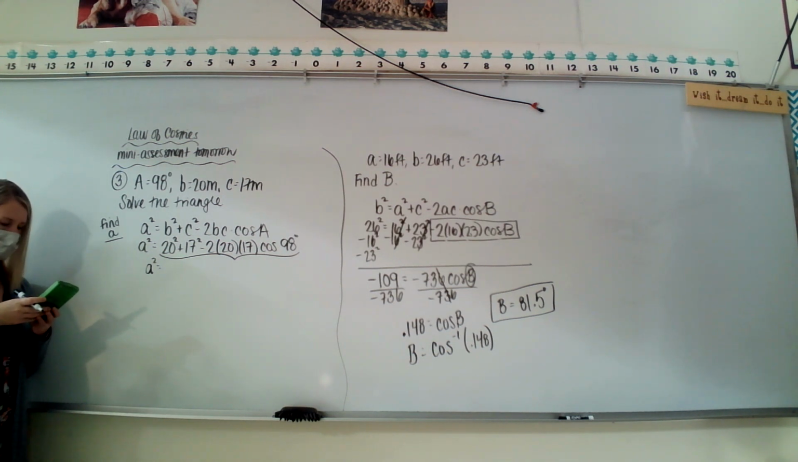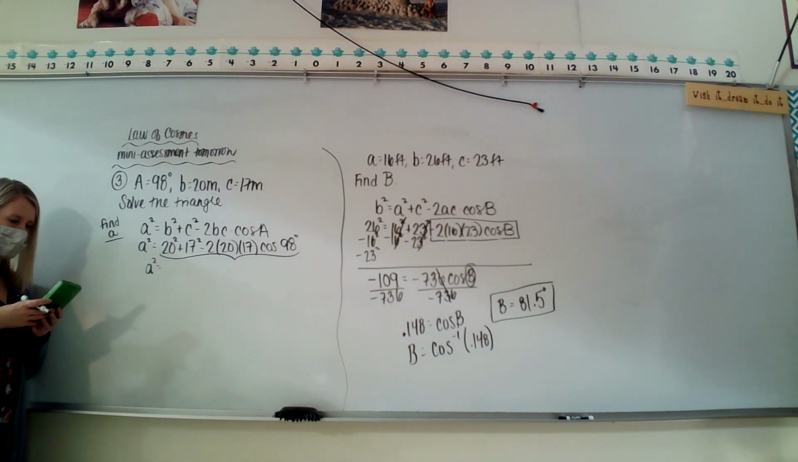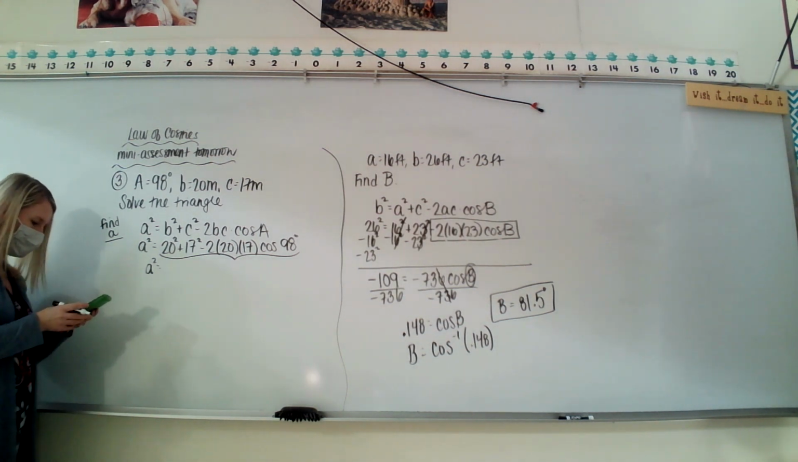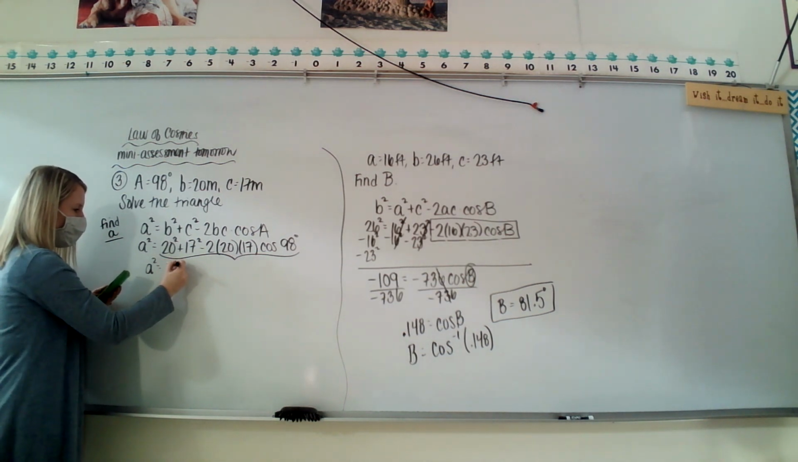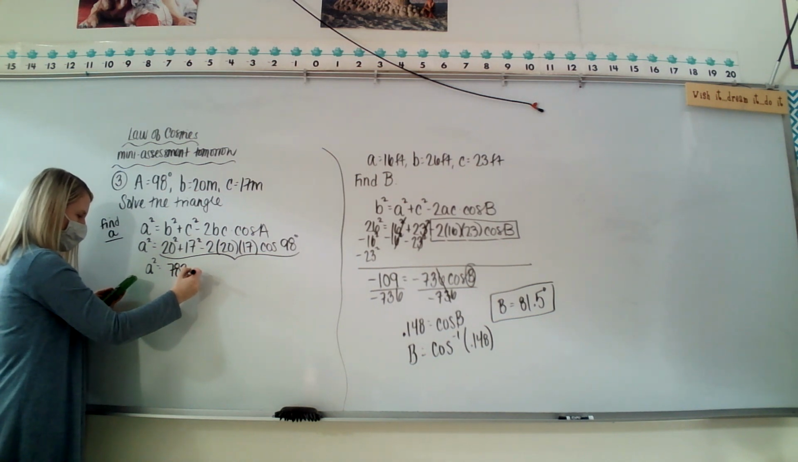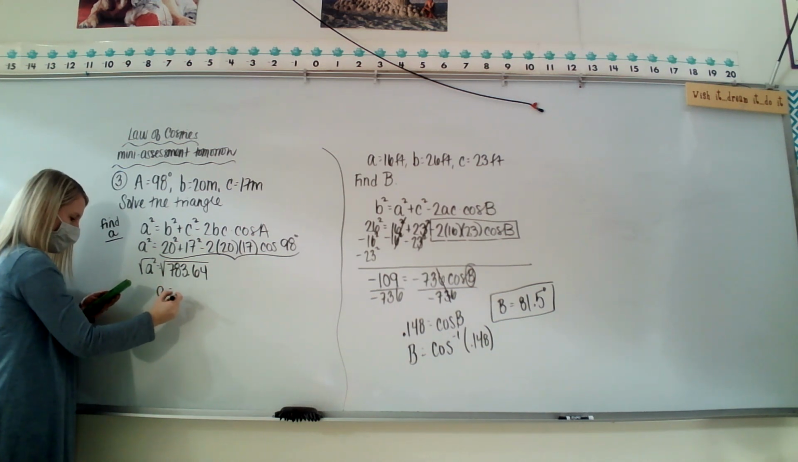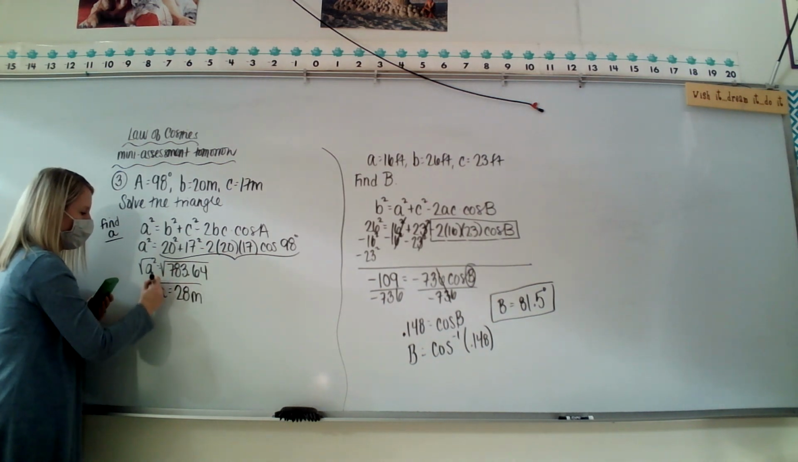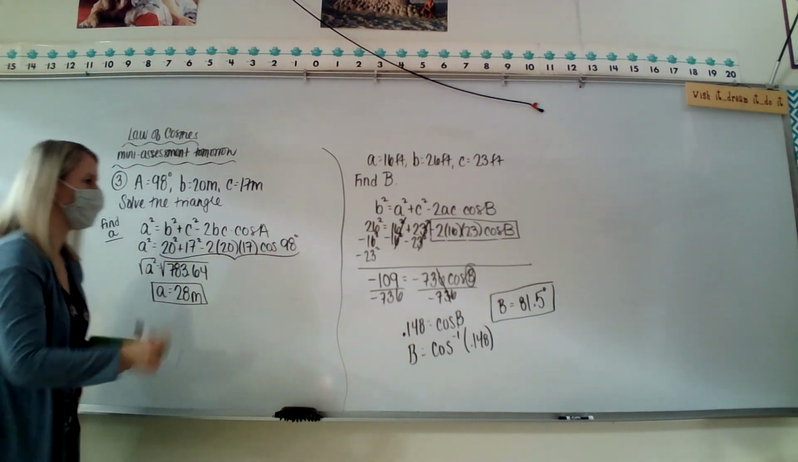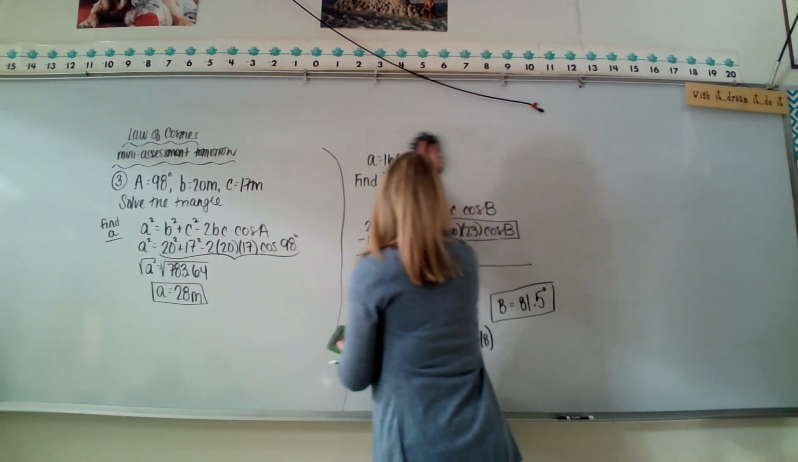20 squared plus 17 squared minus 2 times 20 times 17 times cosine of 98. So I get some big old number. That comes out to 783 point something 64. And I take the square root of that. It's 27.99. I'm going to round it to 28. And that's in meters. Okay, so that wasn't terrible. I always like those ones. You just plug it in and you're done. So we have part of what we need, because we need everything.